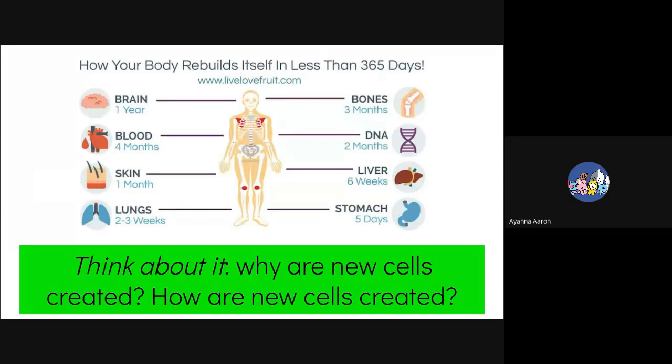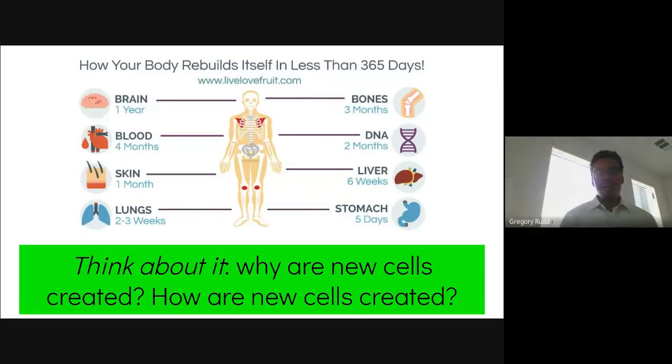I think new cells may need to be created because old cells may die off, shrink, something like that. Excellent. Yeah. So old cells die. That's one of the primary reasons why we need to create new cells. The lifespan of most cells is not very long. What else? What's another reason?